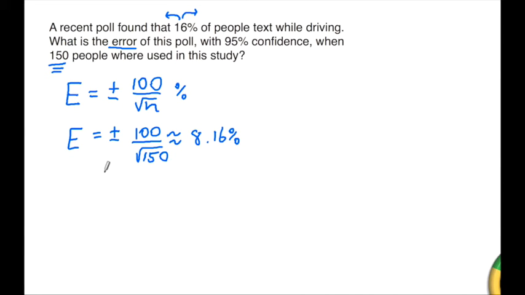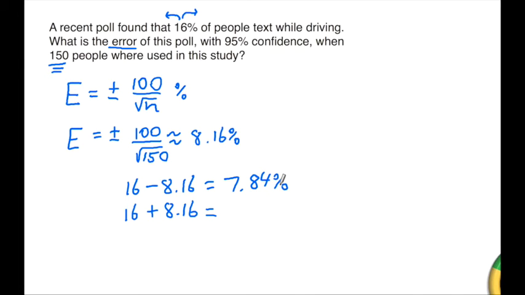So what that means to the survey is you have to take 16% and subtract 8.16. That'll give you what's known as the lower bound. And then go back to the 16% and add the error of 8.16, or 8.2 if you want to round it to the tenths. So the lower number, 16 minus 8.16, is only 7.84%. And the highest it can go is 16 plus 8.16, which would be 24.16.